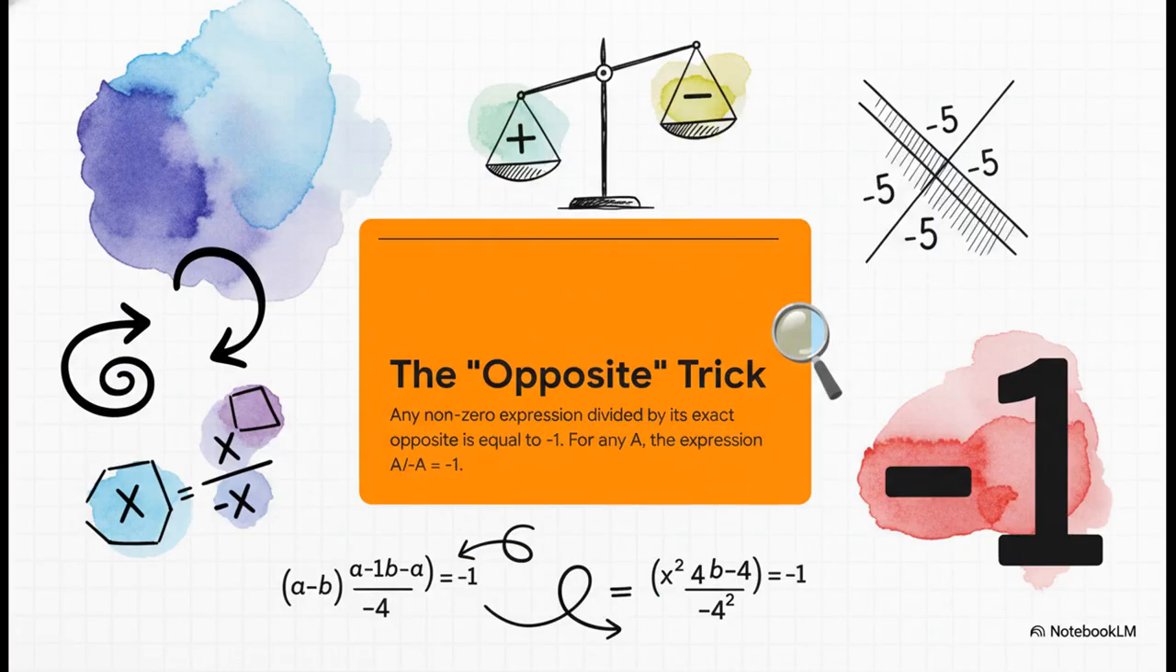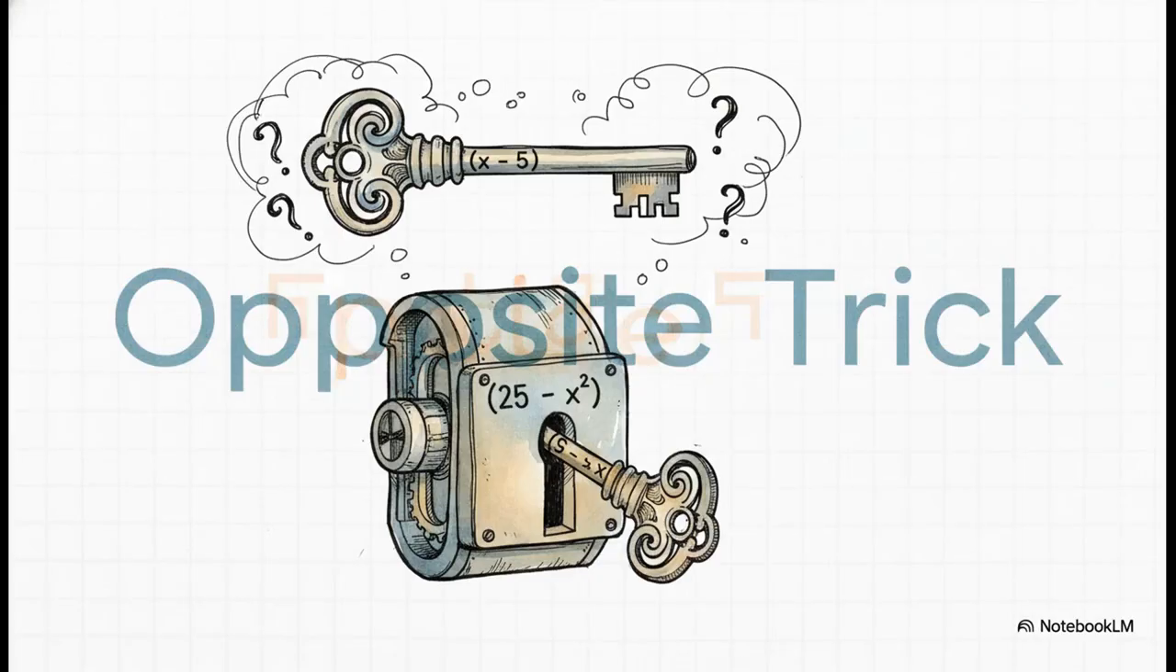All right, before our last and toughest example, I'm going to let you in on a little secret weapon. I call it the opposite trick. It's a super clever move based on a simple idea. Any number, let's call it a, divided by its opposite, negative a, is always negative 1. This trick is an absolute lifesaver when you get a problem that looks almost but not quite right. So let's see this trick in action.